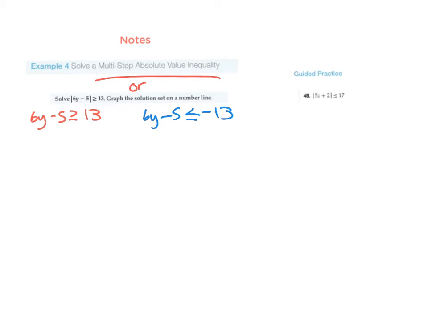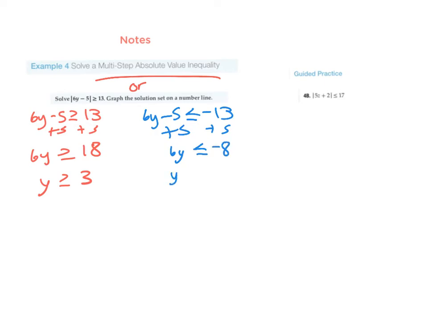And now if I solve this equation, if I add 5 to both sides, 6y greater than 18, divide by 6, y greater than 3. There's my first equation. Add 5, 6y is less than -8, and divide by 6, I'm going to get y less than -4/3. So now I can graph this.